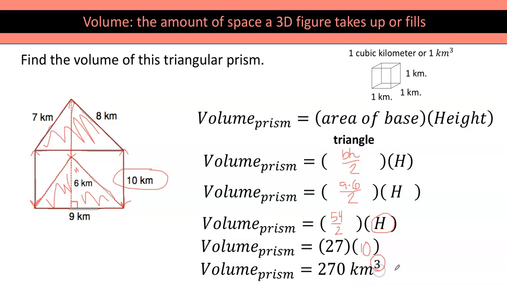Remember when you're completing your work on GoFormative that this unit has a power of 3 because the units for volume are cubic units. Look up here. This represents 1 cubic kilometer. So we're saying that 270 of these 1 cubic kilometer cubes would fit inside of this triangular prism because we're measuring the amount of space a 3D figure takes up or fills.